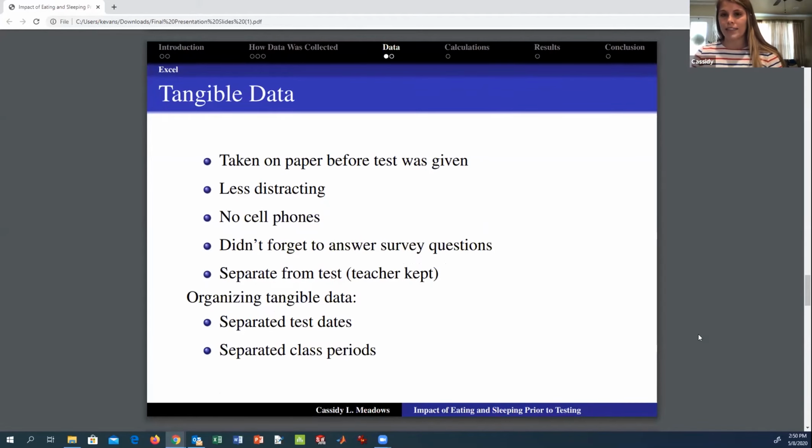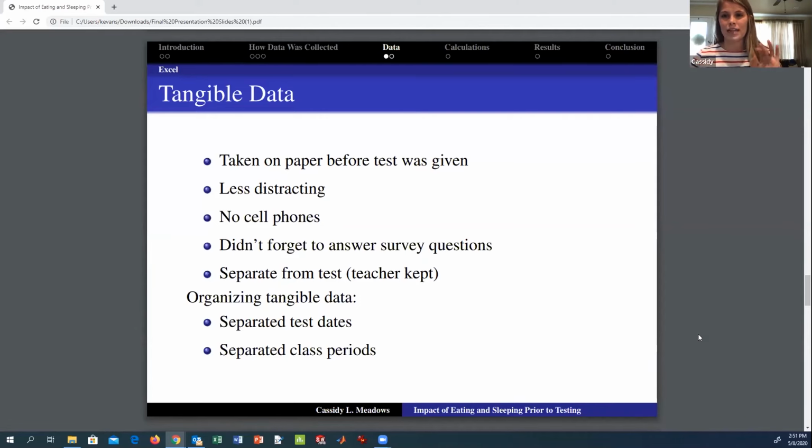So a little bit about my data. You're probably thinking, why did she give the survey out on paper? The reason was because I wanted to give it before the test, so that it's less distracting. I get it out of the way, then they can focus on their test. Also, if I did it electronically, through their cell phones, I would have to ask them to have their cell phones out before the test, and that's not really a good idea because you might not get them back. So I stayed away from cell phones.